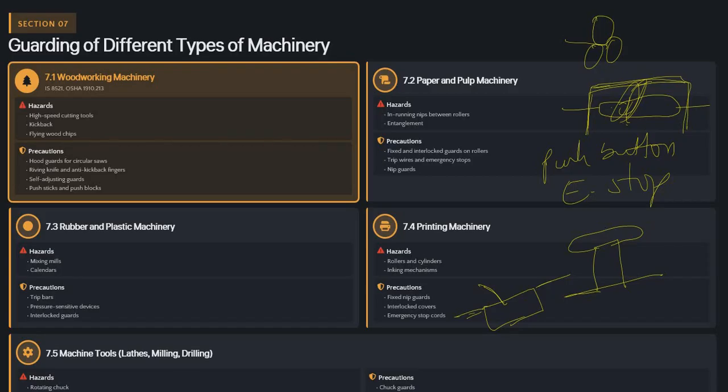Why emergency stop is different: suppose in this roller case, there are two rollers and I am doing some feeding, maybe I am doing some answer pack. My both hands got caught. Then how can I switch off the push button? Not possible, because both my fingers are caught in this roller.